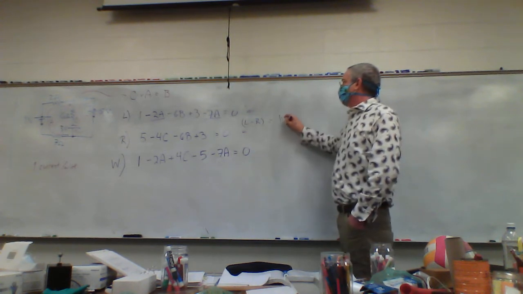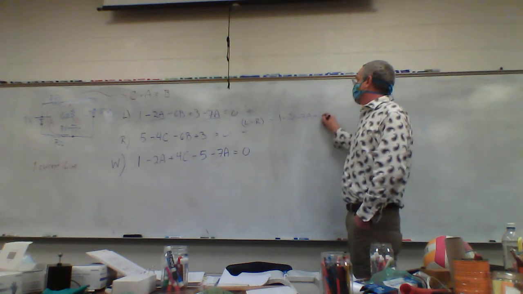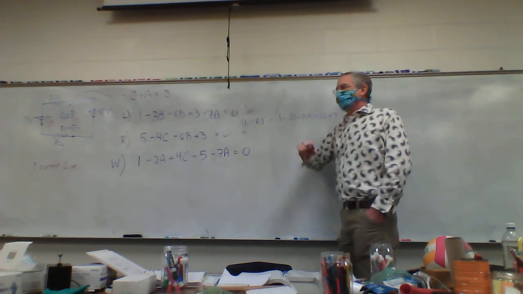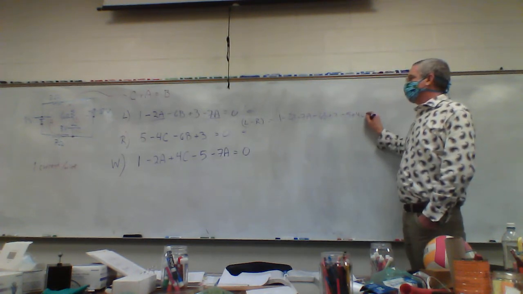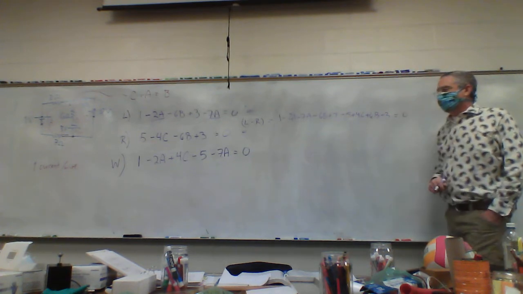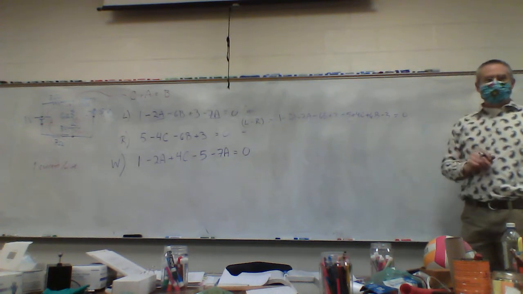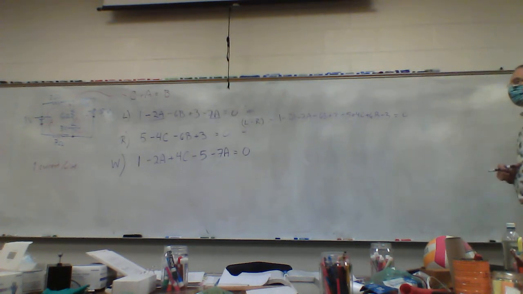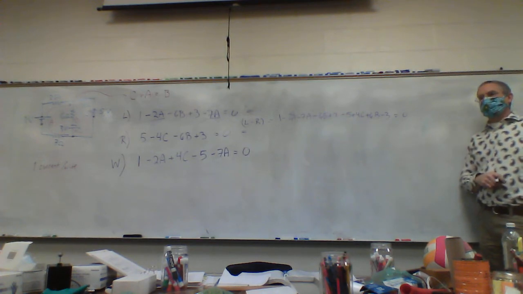So I have 1 minus 2A minus 7A minus 6B plus 3, that's that equation there. Subtracting the other one, so that's minus 5 plus 4C plus 6B minus 3 equals 0. Take a moment to either find my mistake or convince yourself that I did not make one. Apparently my handwriting just got worse, so let me know if you can't read what I'm writing.